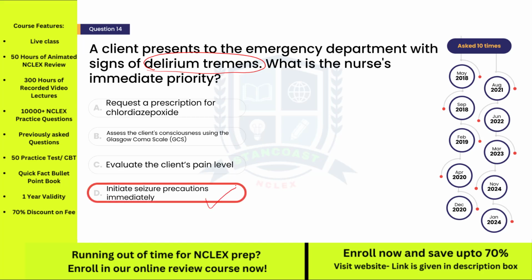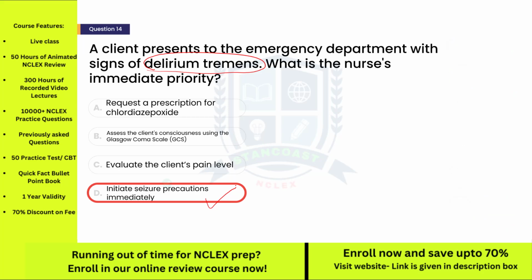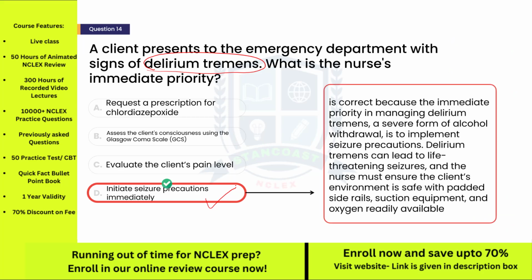Initiate seizure precautions immediately. D is correct because the immediate priority in managing delirium tremens, a severe form of alcohol withdrawal, is to implement seizure precautions. Delirium tremens can lead to life-threatening seizures, and the nurse must ensure the client's environment is safe with padded side rails, suction equipment, and oxygen readily available.